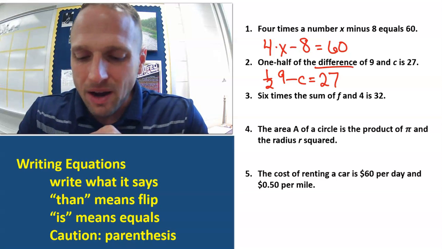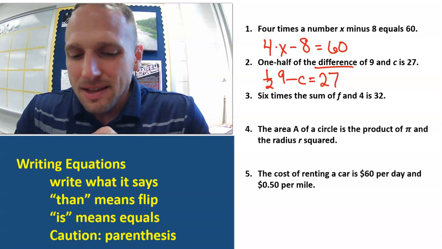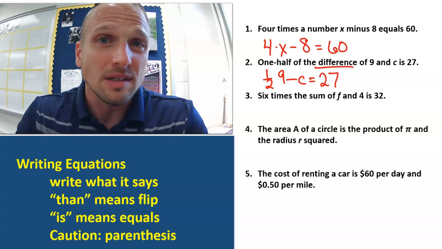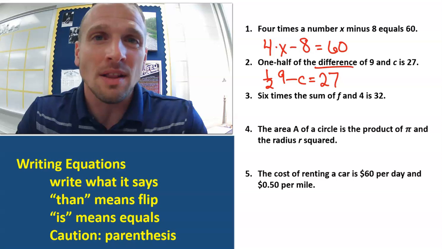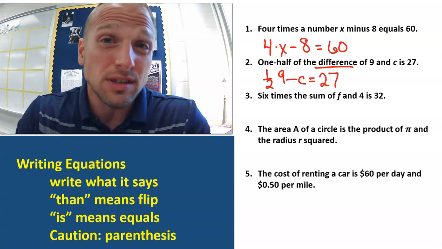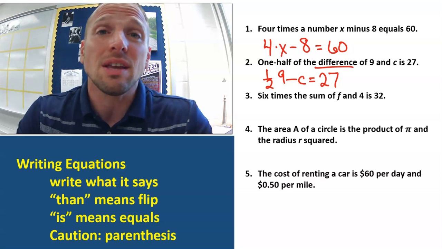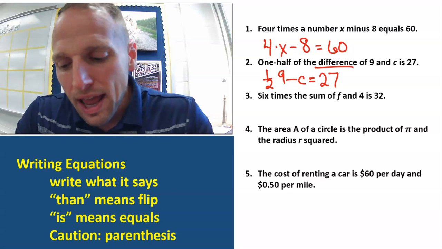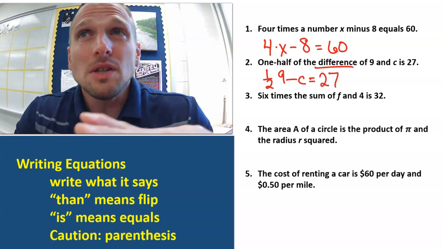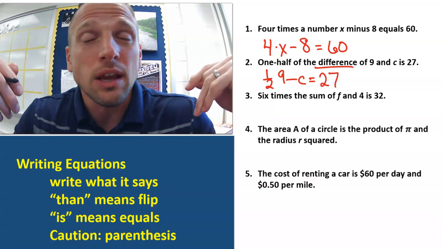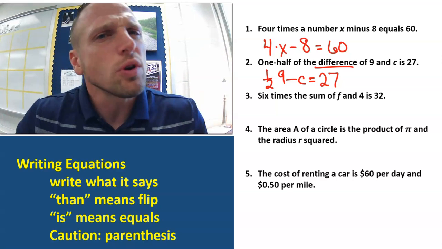Okay, now this is one of those tricky spots where there's actually some parentheses hiding in here. And the thing about parentheses is, it's never going to come out and say write parentheses. It's just kind of one of those things where you have to see it and feel it and understand where they go. So 1/2 of the difference. So that means we have to take 1/2 of something, which means we're going to multiply.